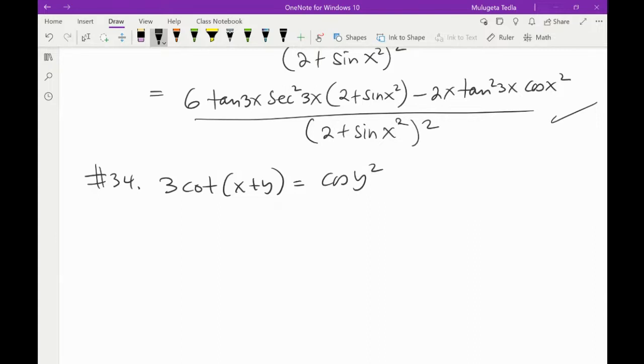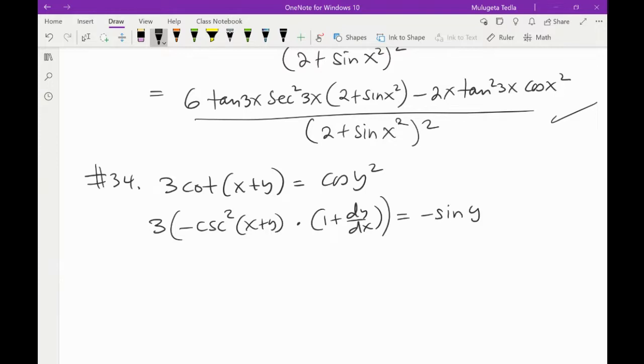So what is the derivative on the left must be equal to the derivative of the right, right? So the derivative of the left is 3. Cotangent's derivative is minus cosecant squared of x plus y, right? Times the derivative of the inside, which is 1 plus dy by dx, if you remember implicit differentiation. Okay, that is it. The derivative of the right-hand side is the derivative of cos is minus sine of the angle times the derivative of the angle, which is 2y dy by dx.